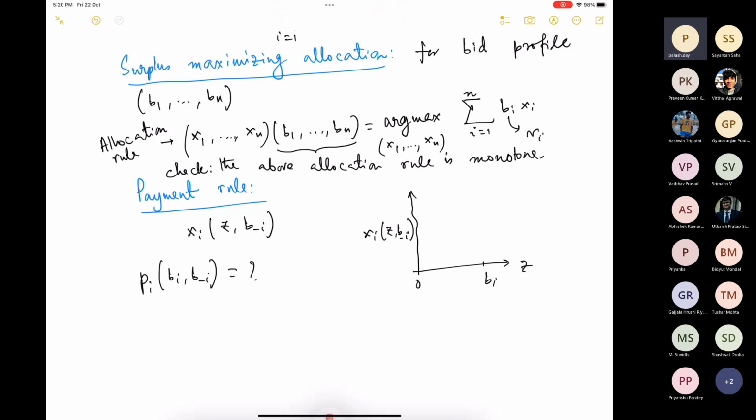Please, this is not difficult. Non-decreasing. Yes, it is non-decreasing. That's what monotonicity means, but something more specific.